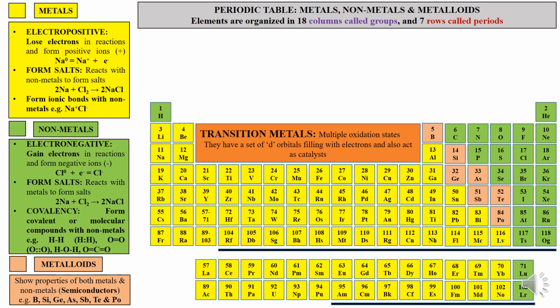Metalloids show properties of both metals and non-metals, and that is why they are also called semiconductors. Now there are a total of 7 metalloids in the periodic table: boron, silicon, germanium, arsenic, antimony, tellurium, and polonium. So these are the 7 metalloids in the periodic table that are highlighted in pink color.